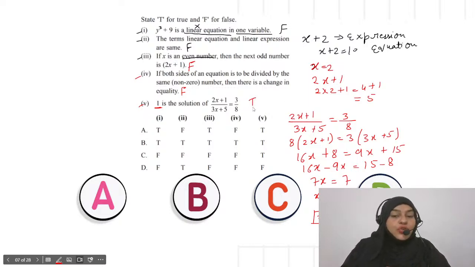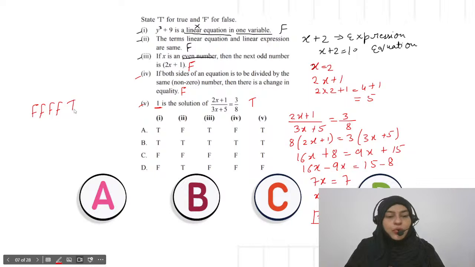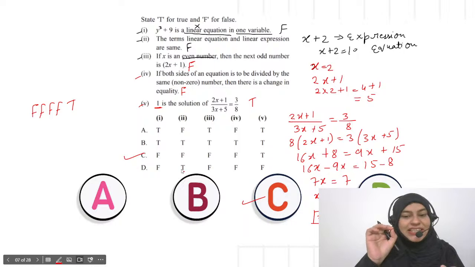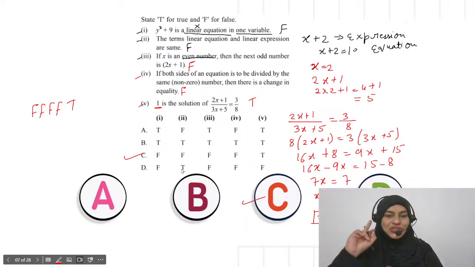So this is true. So which option is correct? Everyone is false. Only the last option is true. So false, false, false, false, and true. Which option is correct? Option C. Okay, option C. No, no, no. In D, there is a true in the second. So D is not the correct option, all of you. Let's focus here. In option C, the four parts are false and the last one is true only. So option C is correct.